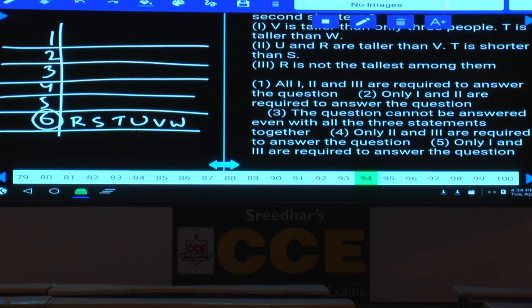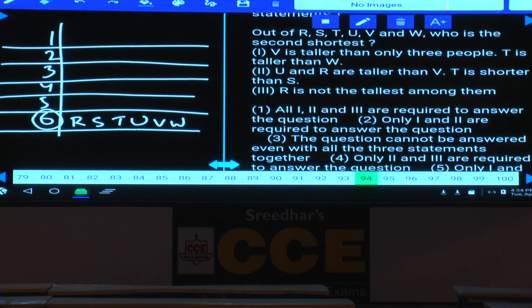Now let us go for choice 2. Now in choice 2, only 1 and 2 are sufficient. Only 1 and 2, if you take here, 1 is V is taller than only 3 people. As V is taller than only 3 people, where should this V be? V must be at the third place, isn't it? V is taller than 3 people, and T is taller than W. T is taller than W, isn't it? Now with the help of condition number 1, tell me what we can determine here. V and T cannot be at the last place by combining statement 1.